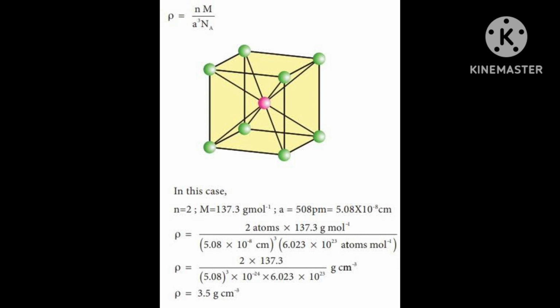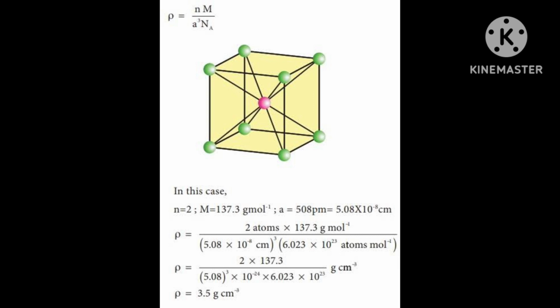After dividing, you will get the number of unit cells. After solving the result will be 12.08 into 10 to the power 23 unit cells. Since each is a BCC unit, now we have to apply some extra things.